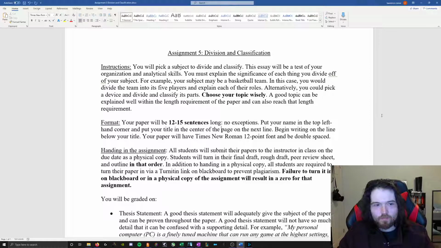Put your name in the top left-hand corner and put your title in the center of the page on the next line. Begin writing on the line below your title. Your paper will have Times New Roman 12-point font and be double-spaced. Ignore this section of it now that we are all online. You're still going to have to turn your paper in to turnitin.com, but of course you don't have to submit a physical copy to me in class.